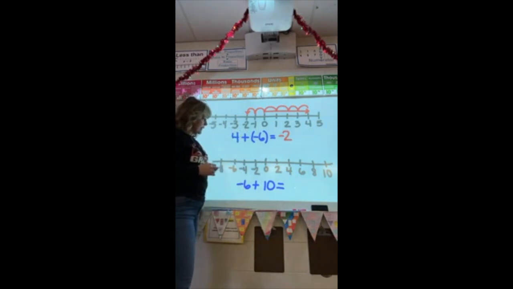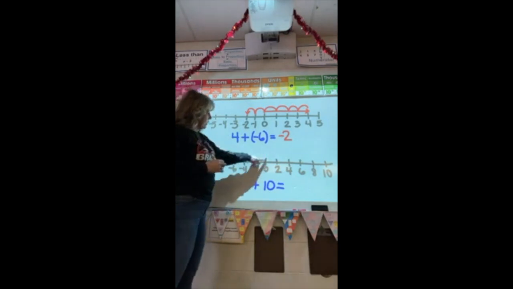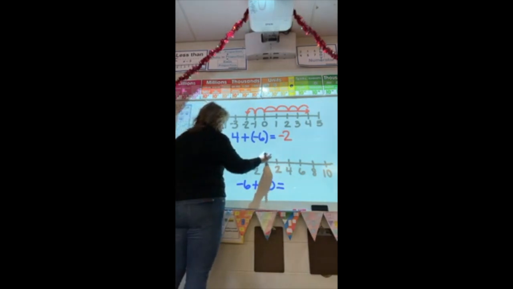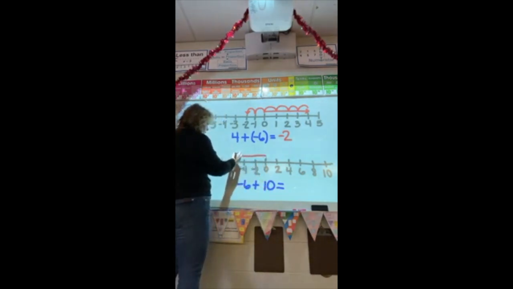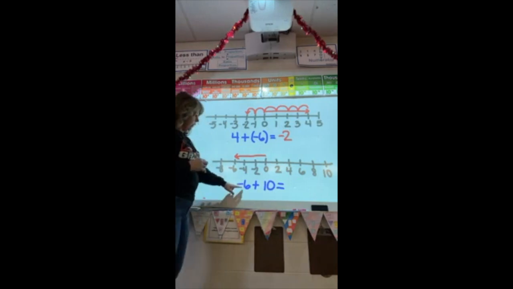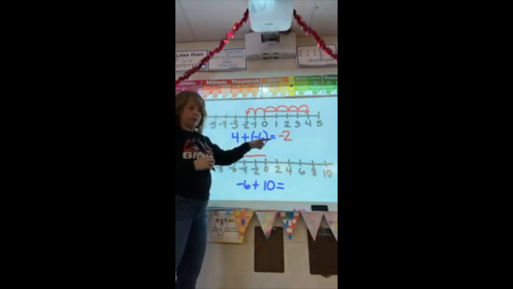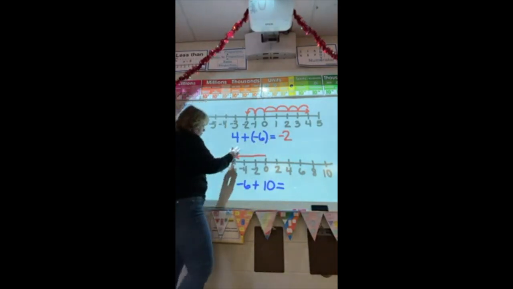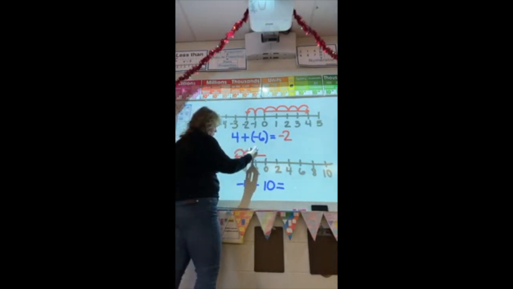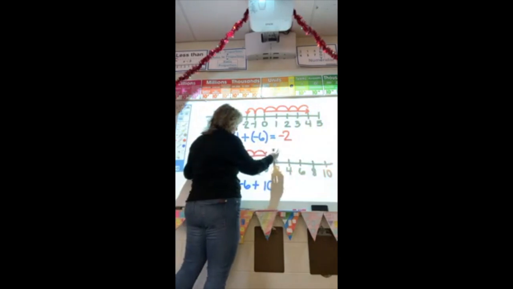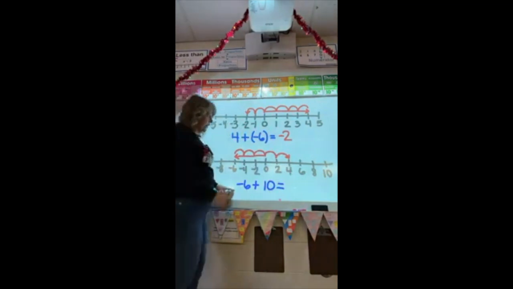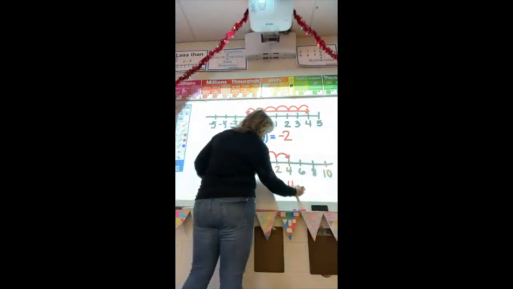Negative 6 plus 10. So this time when I leave 0, I'm going to go in the negative direction 6 places. So I'm going to go from 0 to negative 6. And now this time I want to add 10. And 10 is a positive number, meaning we're going to travel to the right in a positive direction. So I'm going to take off from where I left and go 2, 4, 6, 8, and 10. I ended up at positive 4.